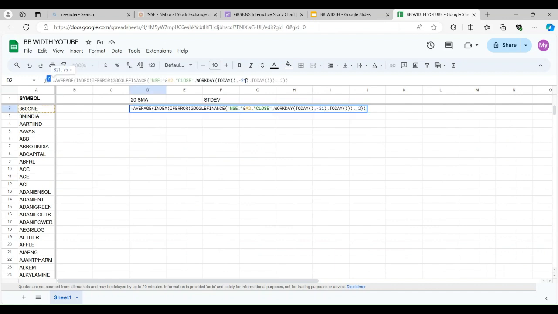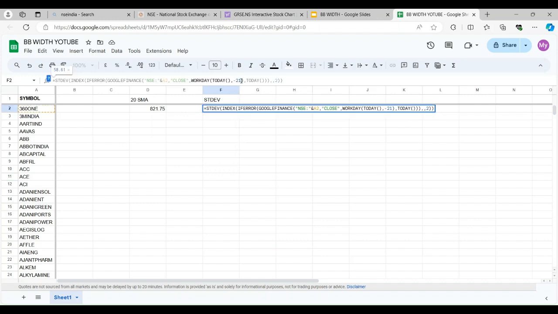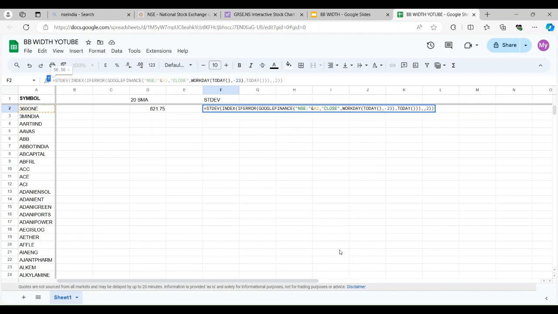Here and here. Currently minus 21 means it is returning last 20 days. If it is returning only 19 days, make it 22, okay, like this, or 23 like this. So currently minus 21 is returning 20 days, so I'm keeping it as is, minus 21. And you need to do the same here as well. So I hope people are able to understand.